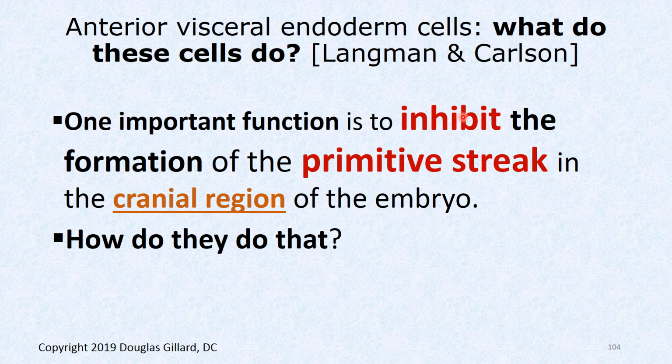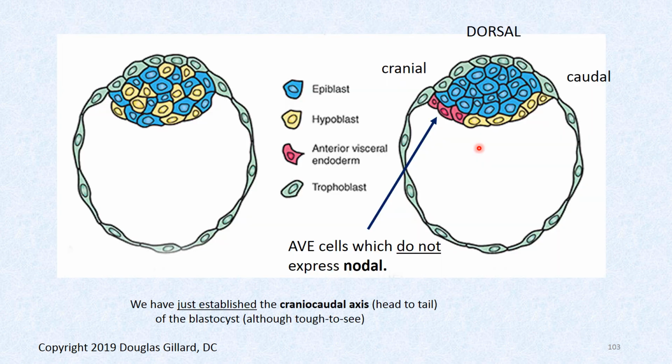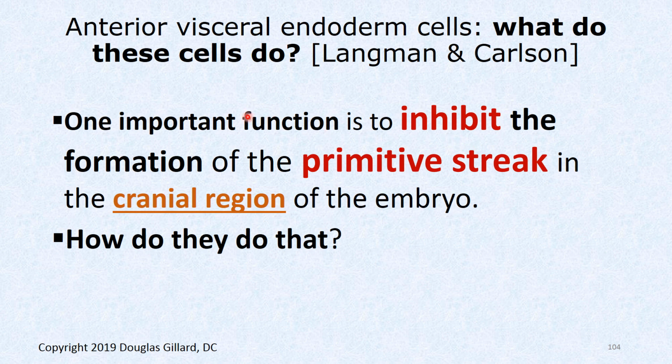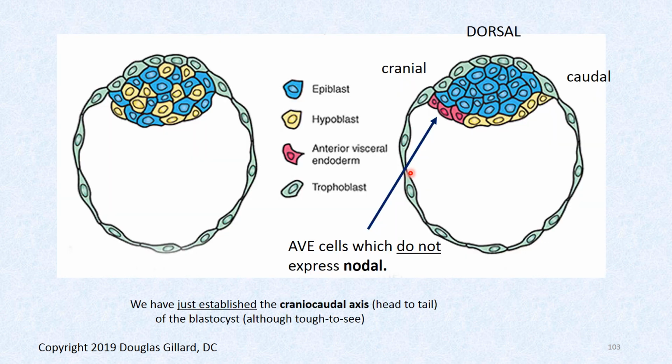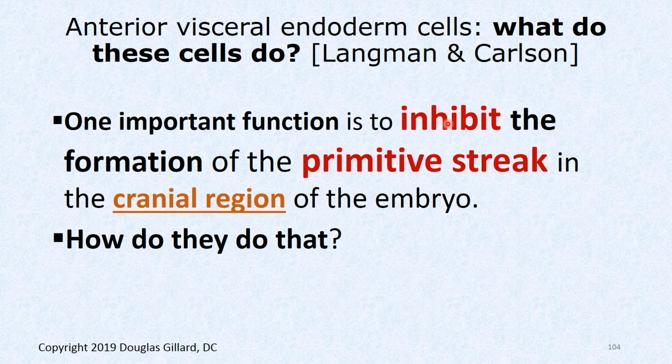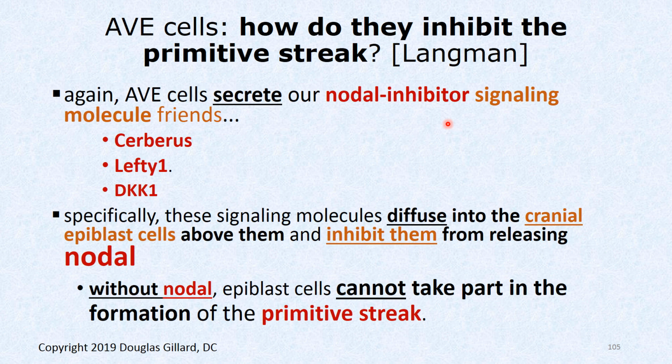Let's keep going. And this AVE area, what does it do? It's really super important, and we'll talk about it more when we get to the primitive streak. But it single-handedly stops the formation of the primitive streak in the cranial end of the embryo. You don't want it forming. The primitive streak forms in the caudal end. And why doesn't it form in the cranial end? Because of these AVE cells. They stop it from doing that.